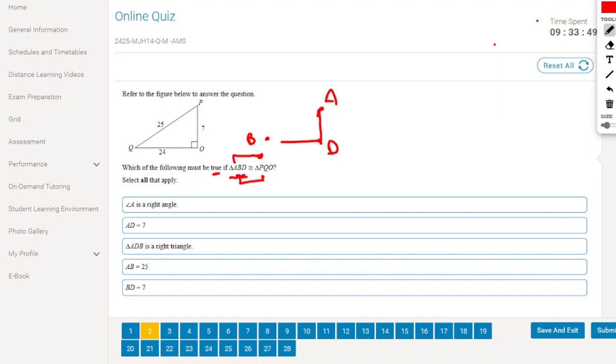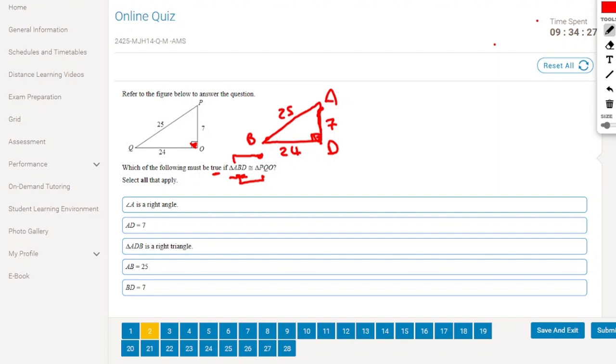And let's draw the triangle which is congruent to triangle BQO. Because these two triangles are congruent, BO will be equal to AD, which is 7. BQ will be equal to AB, which is 25. And QO, which is 24, will be equal to BD, which is 24 here. And O is a right angle, so D will be the right angle. Okay, now let's see the question. Which of the following must be true if these two triangles are congruent?